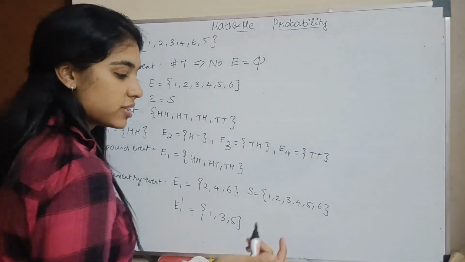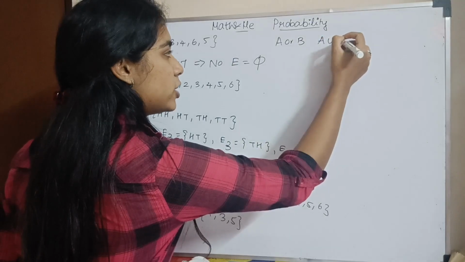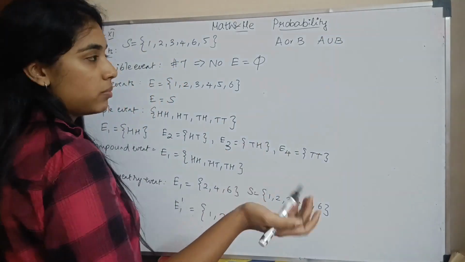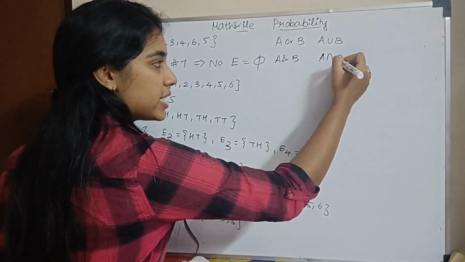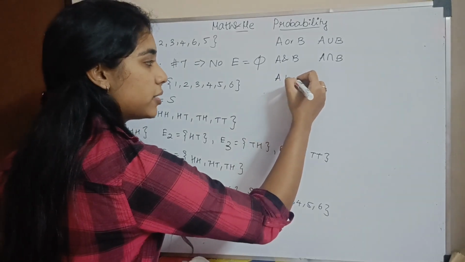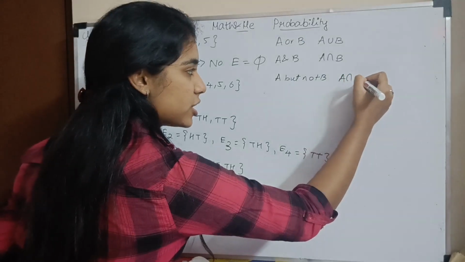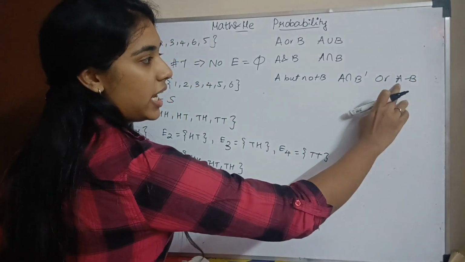இதுக்கப்புறம் நம்ம செட்ஸ்ல படிச்சதுதான். If you have A or B, it means it is A union B. அப்போ probability என்ன வரும்? Probability of A union B ன்னு வரும். If it is A and B, you have A intersection B. And if you have A and not B, அப்படின்னா என்ன பண்ணுவோம்? A intersection B tag, or you can write it as A minus B. It is in A and not in B.